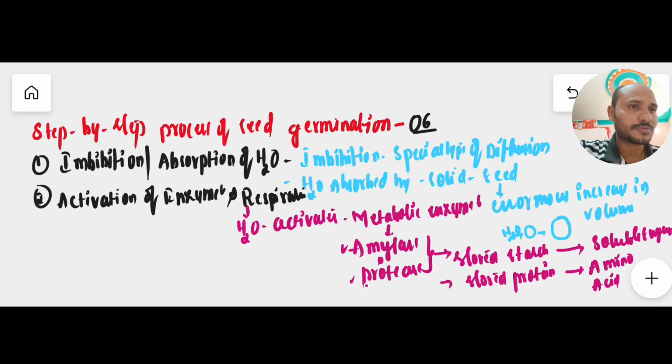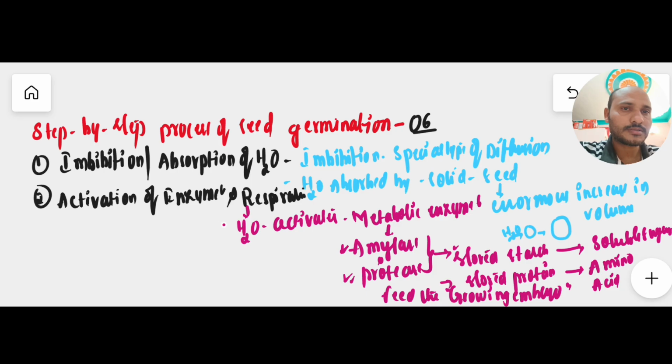Likewise, there is a need of water to activate these enzymes. When these enzymes get activated, they break down larger stored molecules into smaller molecules. Stored starch gets converted into soluble sugar, and stored protein into amino acids, and these soluble sugars and amino acids later feed the growing embryo. All of this occurs due to the presence of water, which activates metabolic enzymes like amylase and protease.